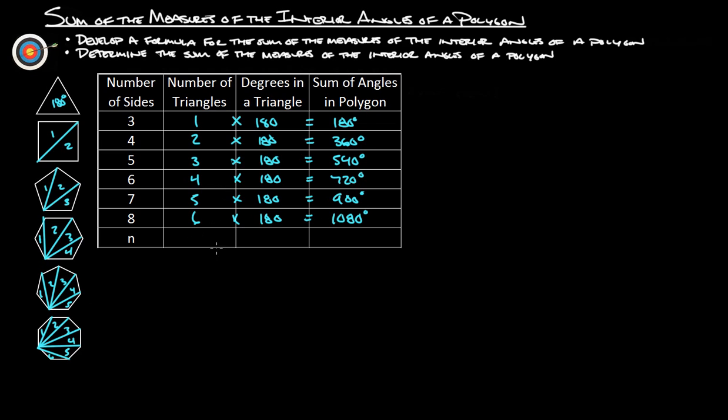Now here's the good part down here. We're going to come up with a general formula for all of these, so we don't have to go through and figure out how many triangles there are and multiply by 180 to get the total degrees. We're going to do this instead.